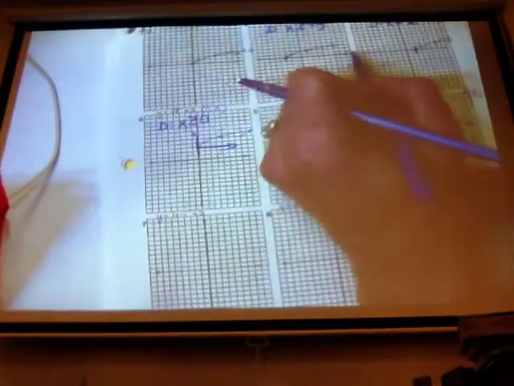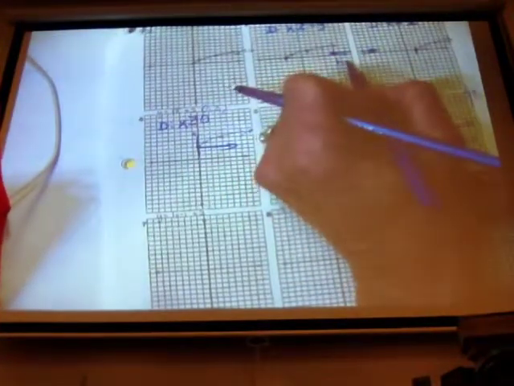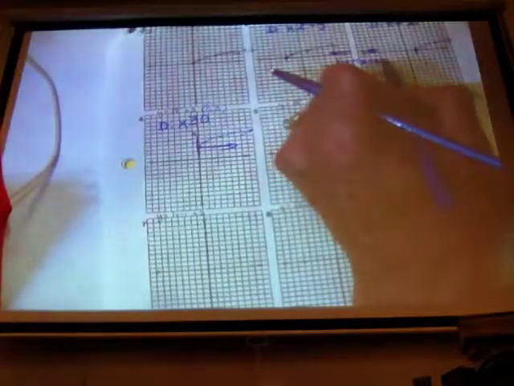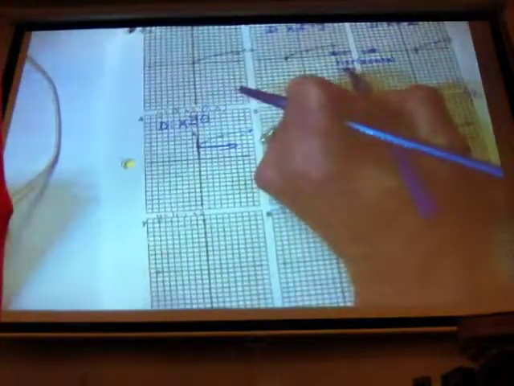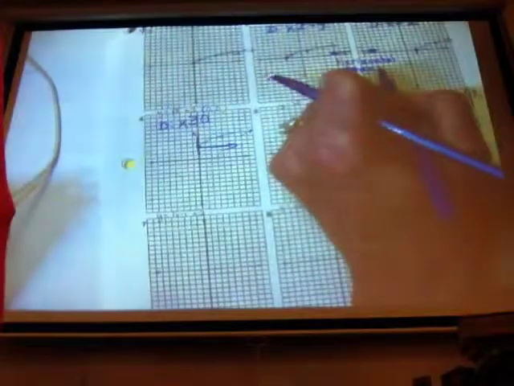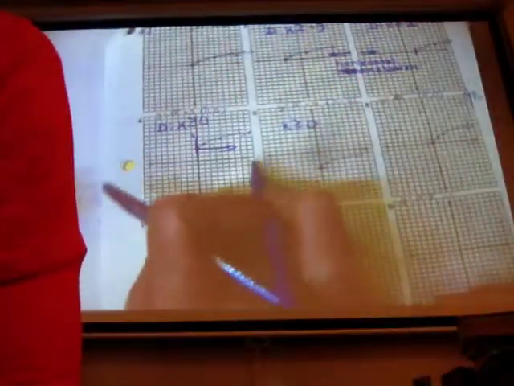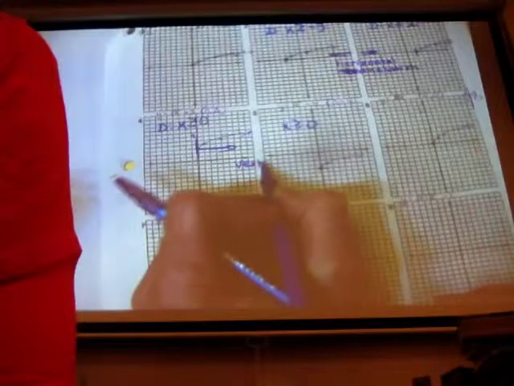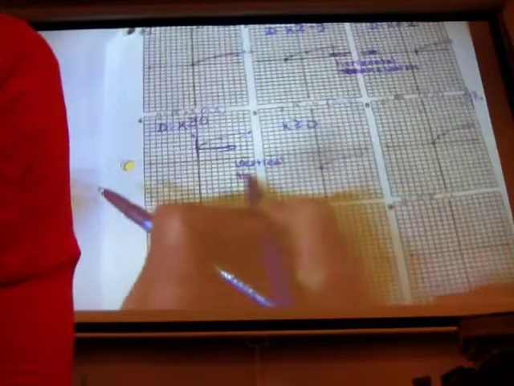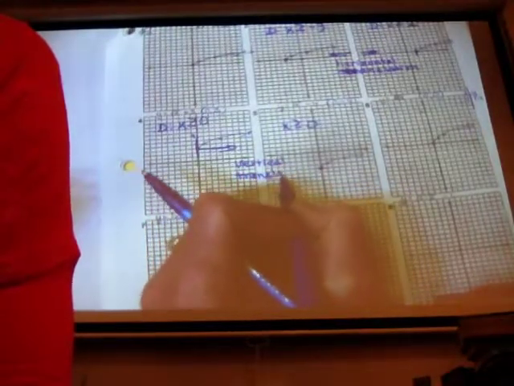Okay, these two are called horizontal translations. Why do you think they're called horizontal? Good, they're moving from the vertex, from the origin, to the left and to the right. Here we moved to the left, here we moved right. These two are called vertical translations because we moved up and we moved down.